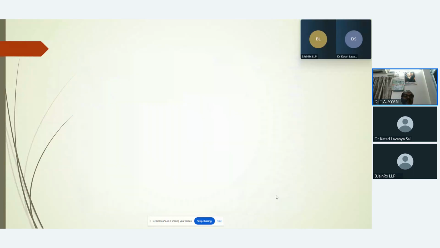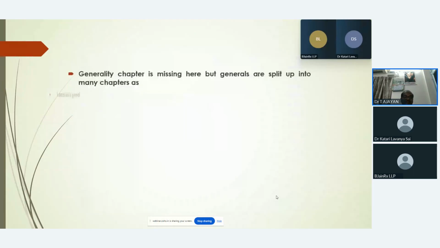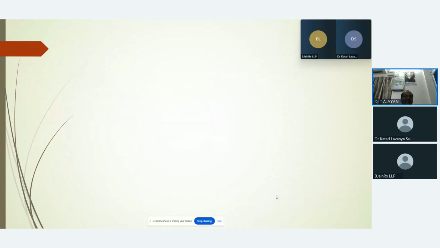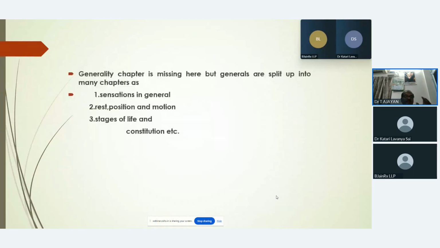The generalities chapter is missing here, but the generalities are split into many chapters. That is included under sensation in general, rest, position and motion, and stages of life. One of the chapters, a big chapter, is another advantage of this repertory. For the study of temperament, one of the components of the constitution, the chapter on stages of life and constitution will help you. That is another advantage of this repertory.